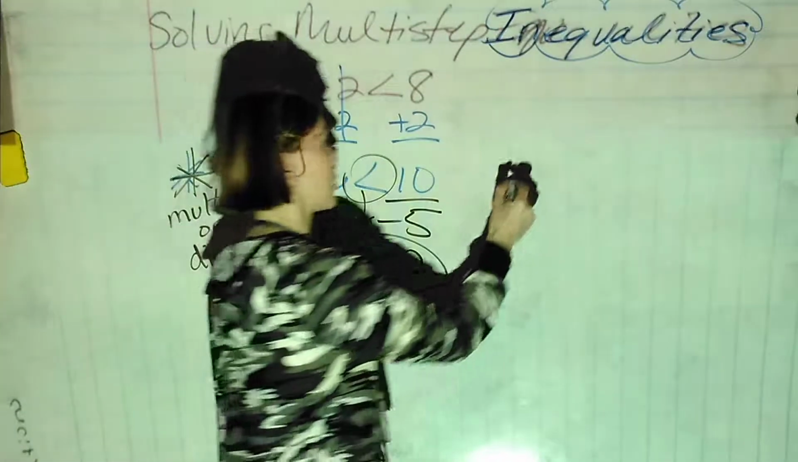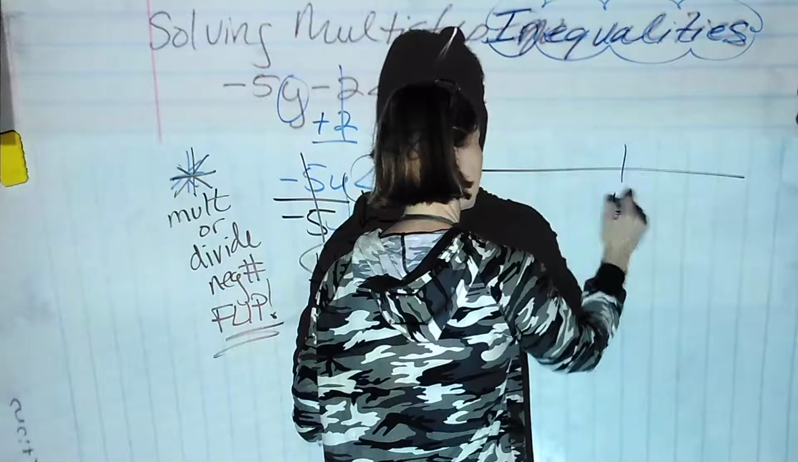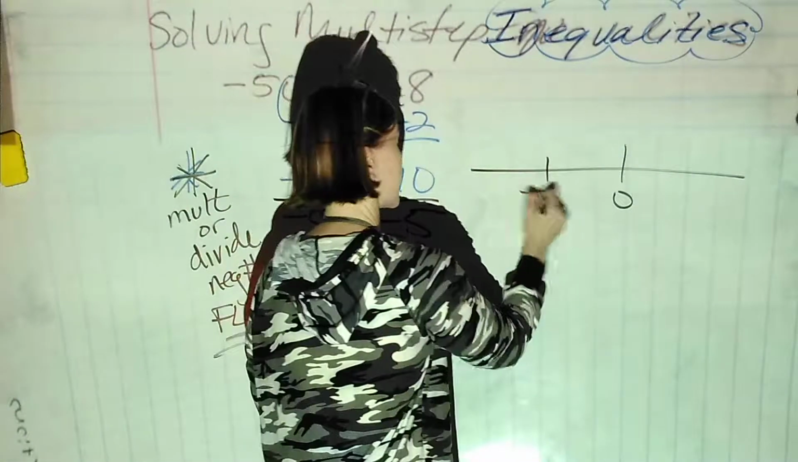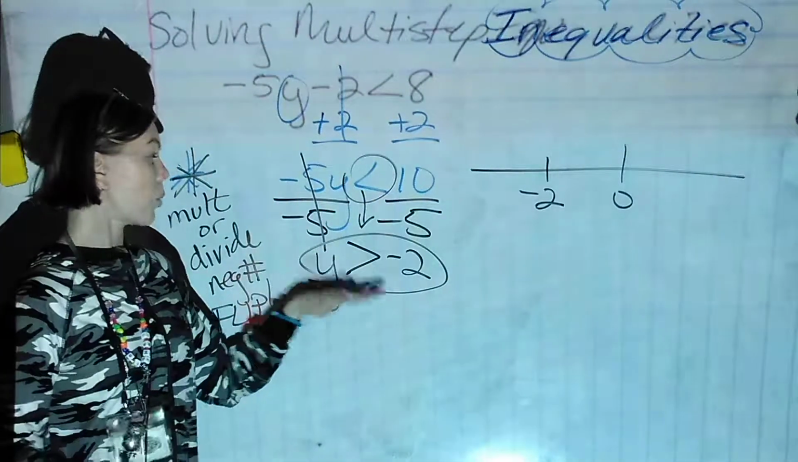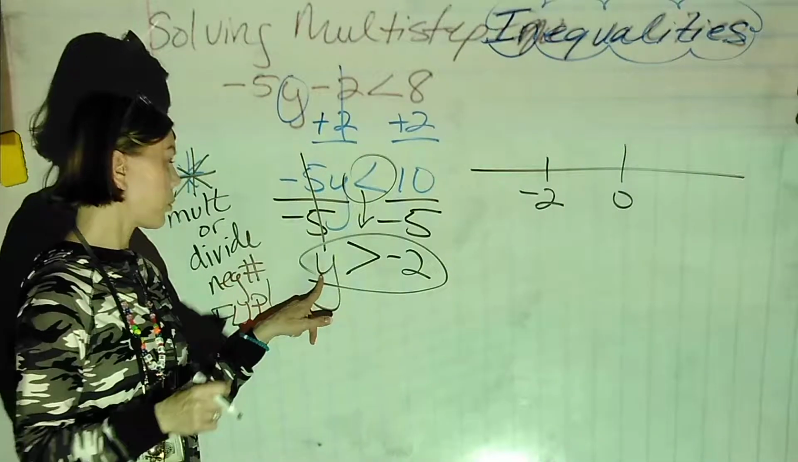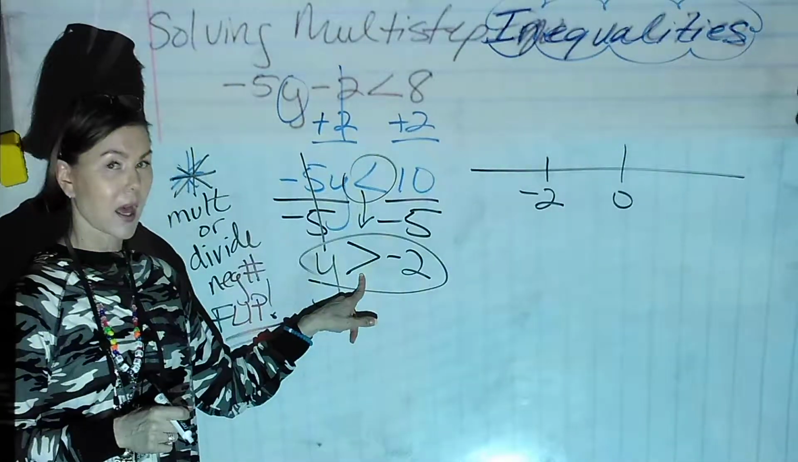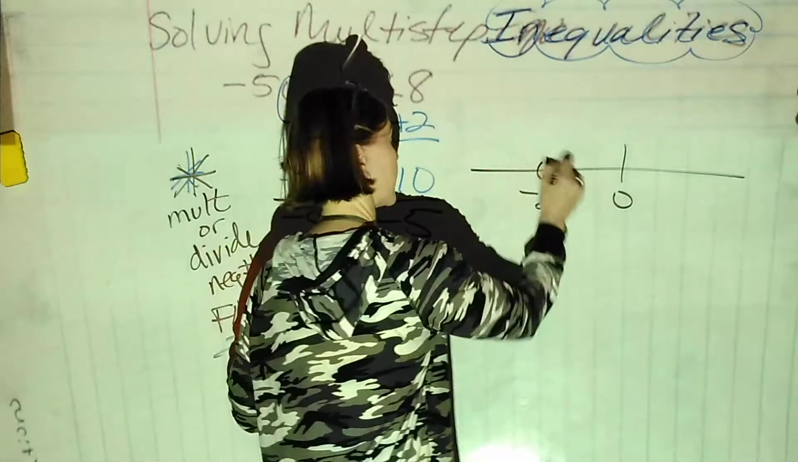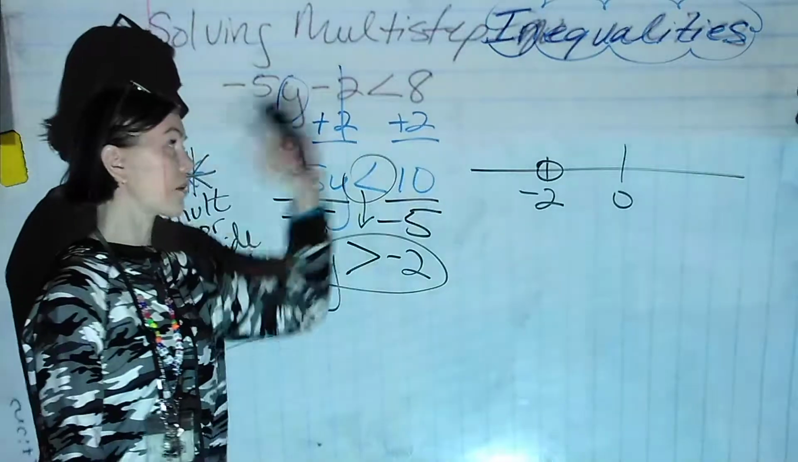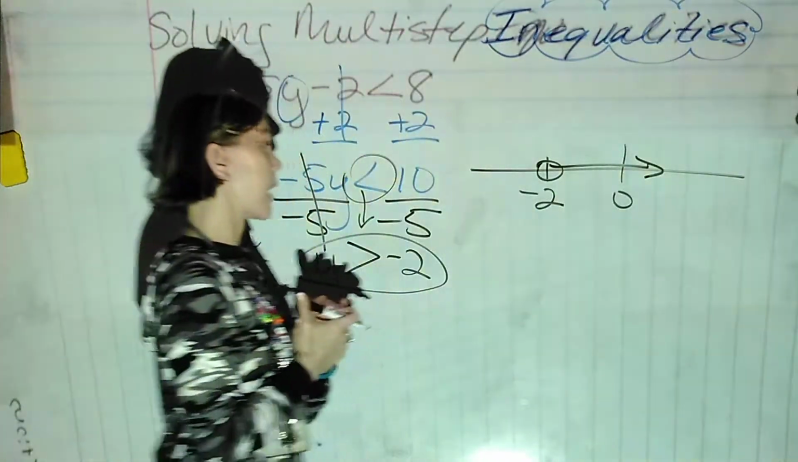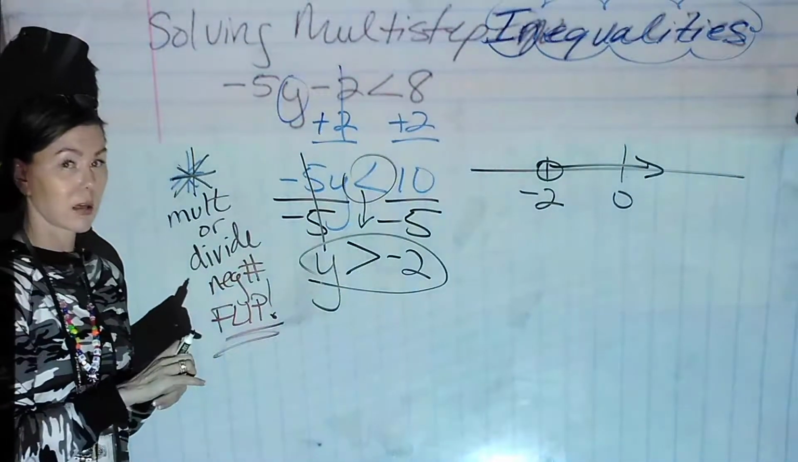So here we go. We're going to draw our number line, put our 0, and our solution, our number is a -2. Here's a -2. And so how we say it is how we graph it. So we have y is greater than -2. So we have an open circle. And we said greater than, and greater than always goes to the right. And so that is our graph for this inequality, okay?